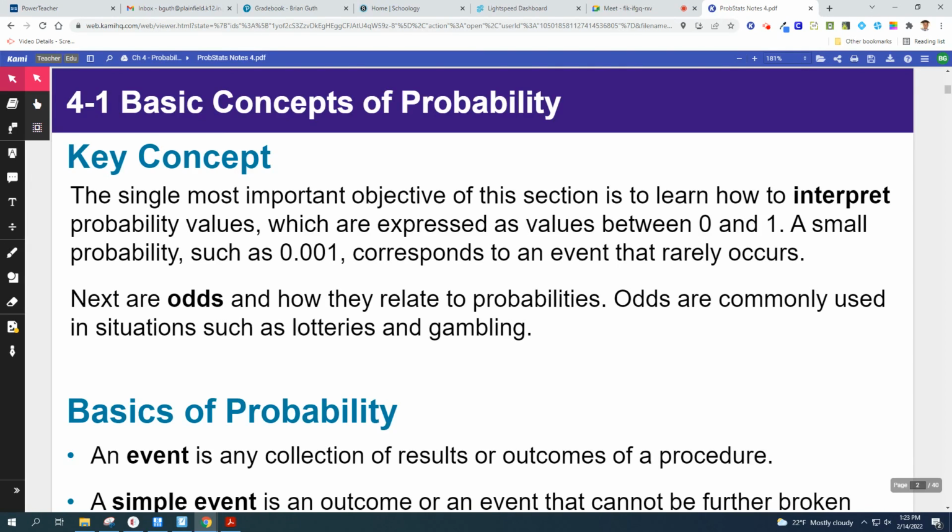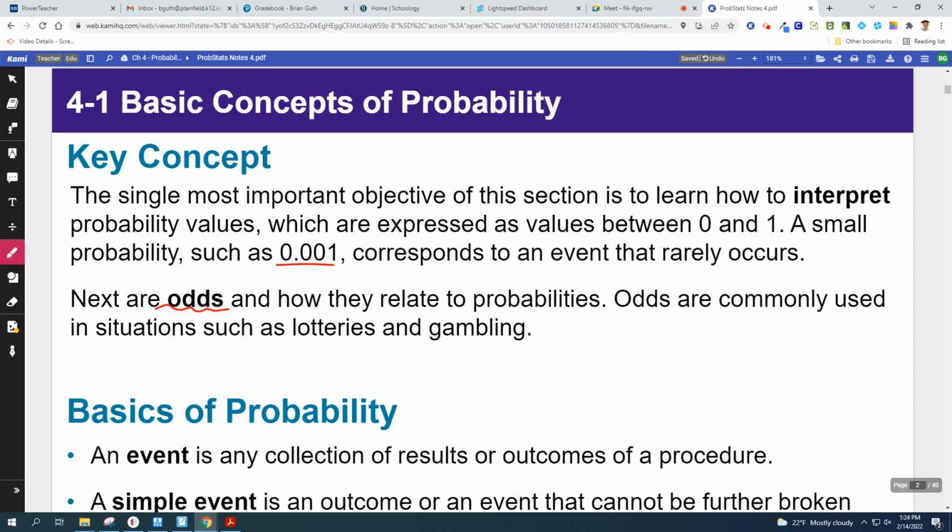Section 4.1, Basic Concepts of Probability. The single most important objective of this section is to learn how to interpret probability values, which are expressed as values between 0 and 1. A small probability, such as 0.001, corresponds to an event that rarely occurs.